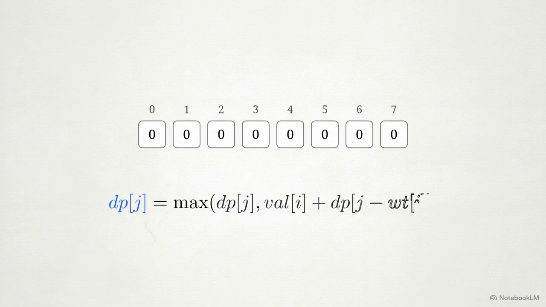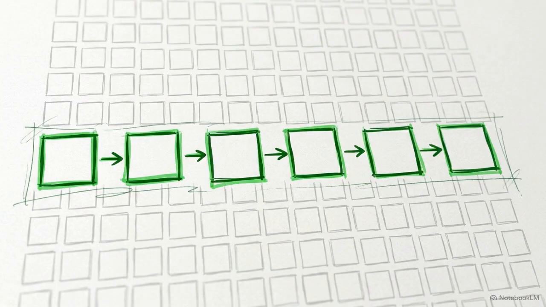Moving across the row, the formula calculates the maximum between keeping the current value or adding the item's value at the current index minus its weight. By abandoning historical 2D rows, we shrink our memory footprint down to big O of W, the weight limit, while maintaining our optimized processing speed.